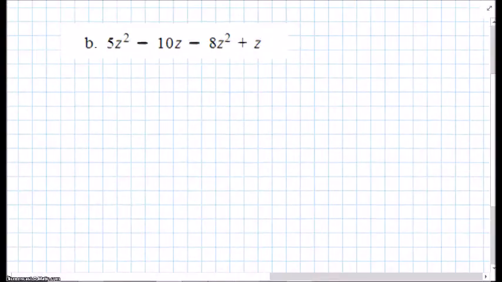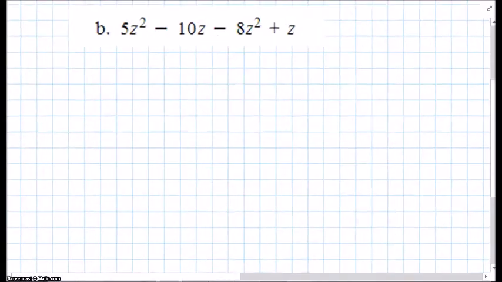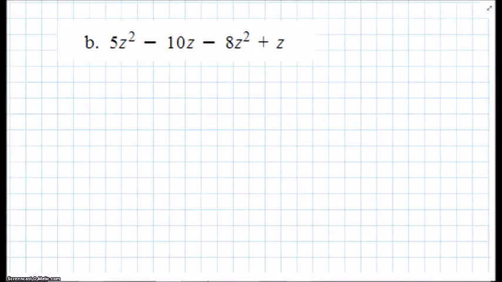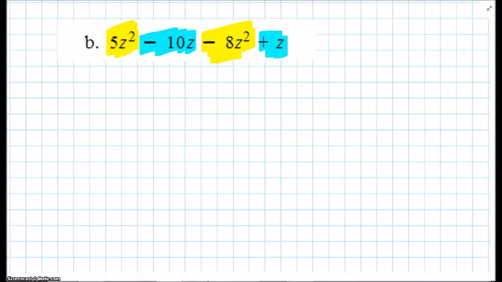Okay, next example: 5z squared minus 10z minus 8z squared plus z. I'm going to use a highlighter, maybe. I'm going to highlight everything that's z squared, and I'm going to highlight everything that's just z. So we're going to combine like terms. Here's what that's going to look like.